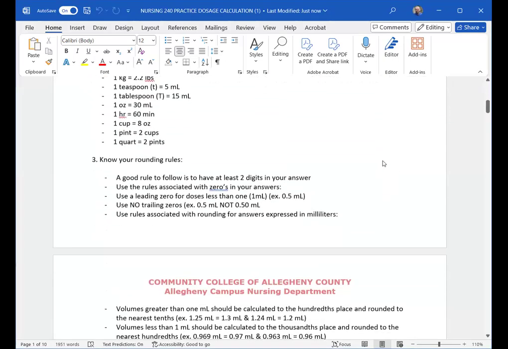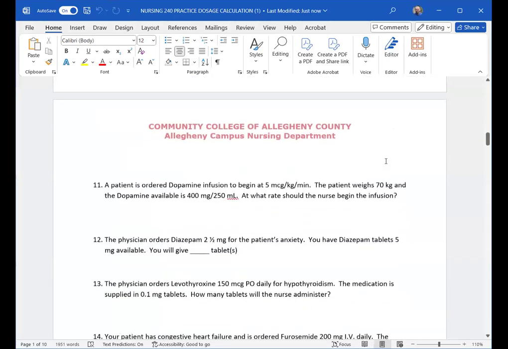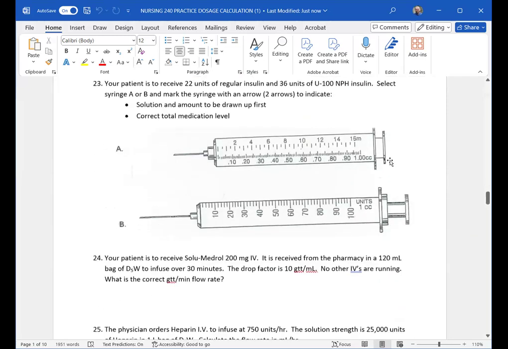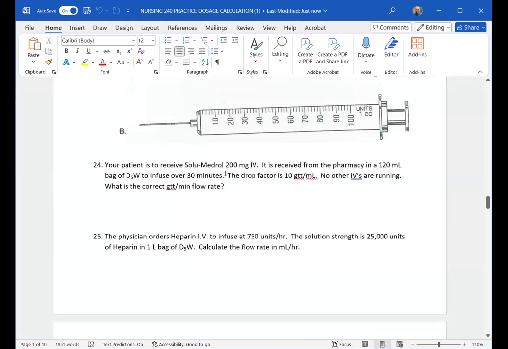Okay, so let's go to number 24. This one right here, the Solu-Medrol question. Yes. Okay. All right. So for this one, this is actually a really good question to review because there is some extra information on this that sometimes can trip you up.